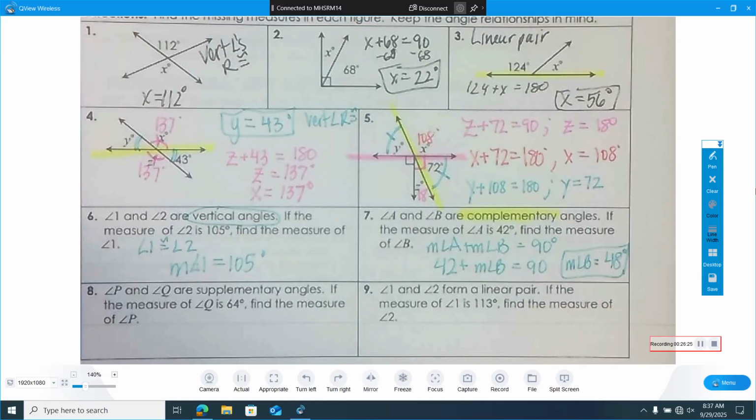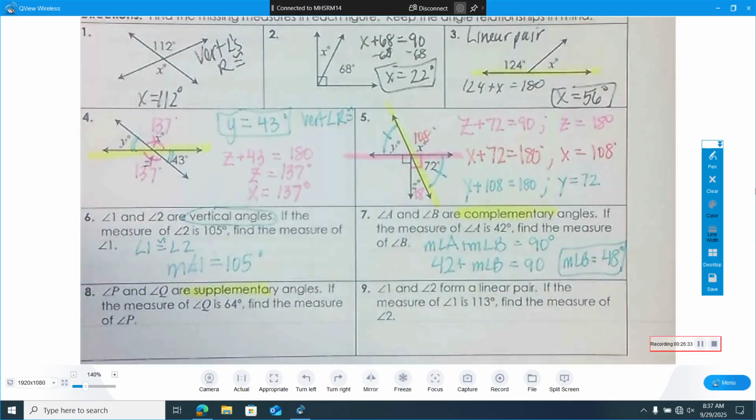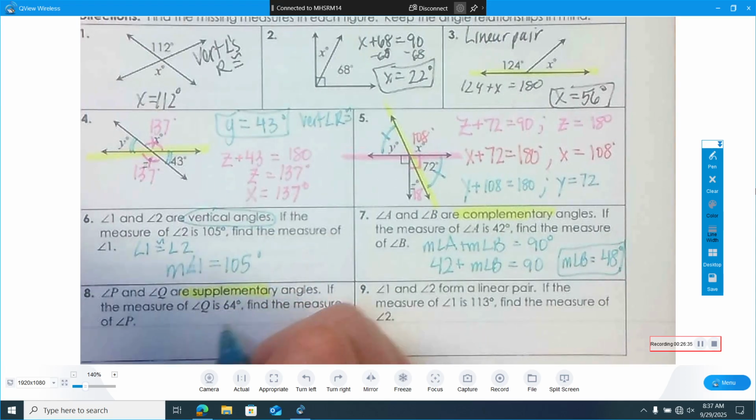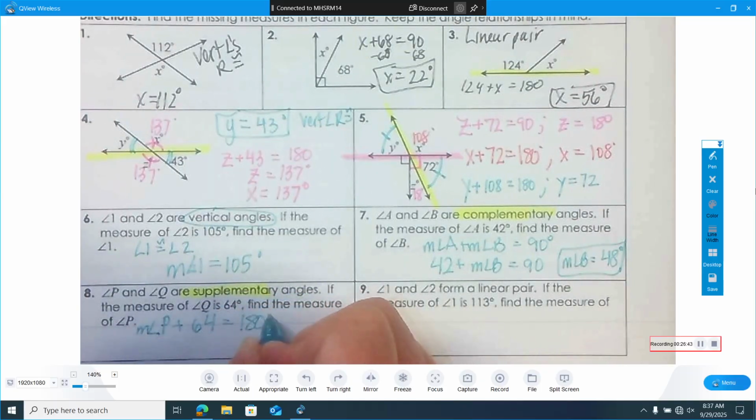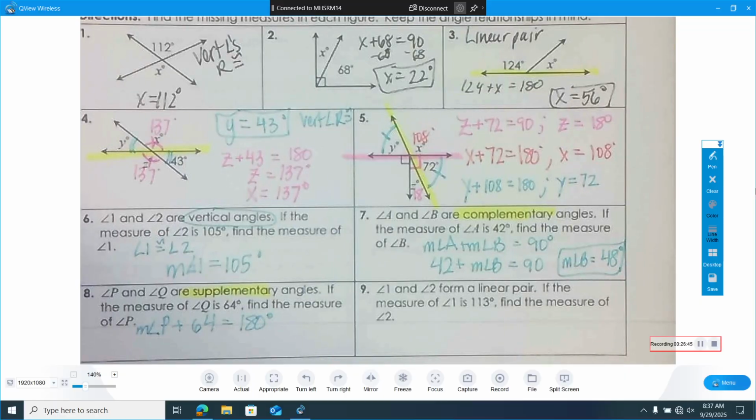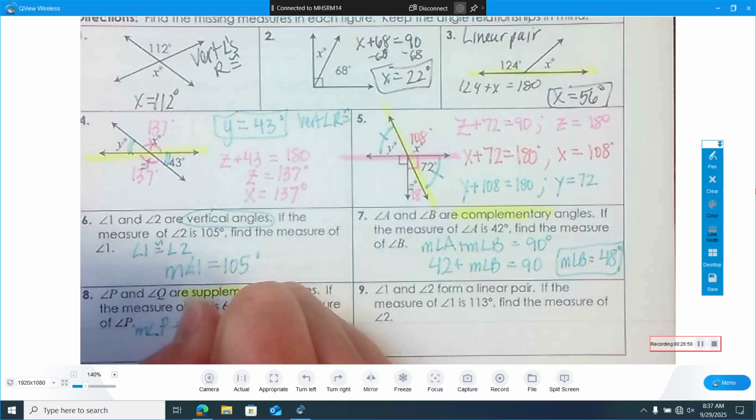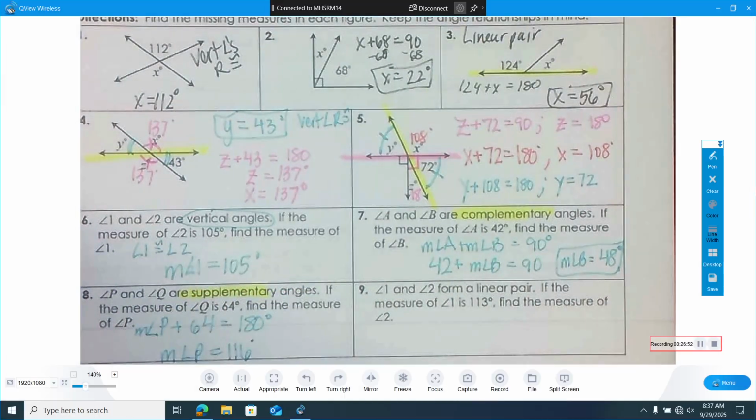All right, awesome. Angle P and angle Q are supplementary. What's supplementary mean? They add up to 180. We know that Q is 64, so the measure of angle P plus 64 degrees should equal 180. Can we just subtract 64? Yeah, 116. The measure of angle P equals 116, very good. Awesome. How are you doing with this? Is this okay? Yeah? Awesome.